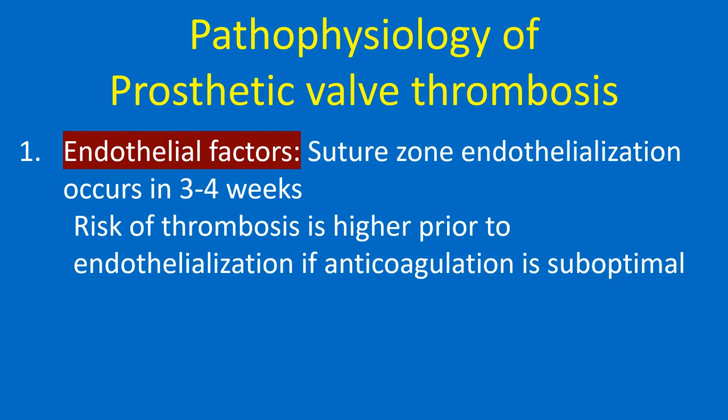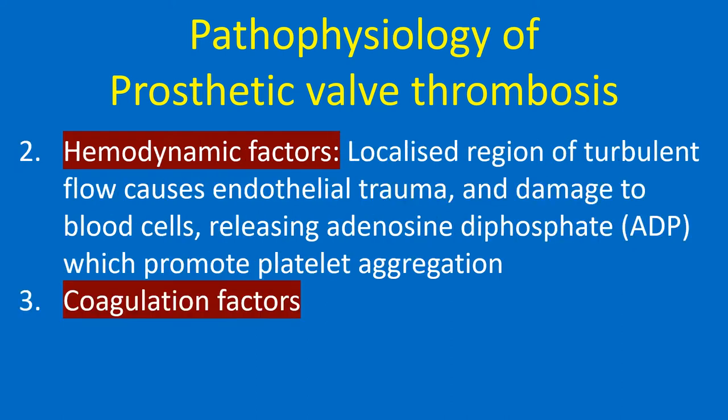Pathophysiology of prosthetic valve thrombosis. 1. Endothelial factors. Suture zone endothelialization occurs in 3 to 4 weeks. Risk of thrombosis is higher prior to endothelialization if anticoagulation is suboptimal. 2. Hemodynamic factors. Localized region of turbulent flow causes endothelial trauma and damage to blood cells, releasing adenosine diphosphate, which promotes platelet aggregation. 3. Coagulation factors.